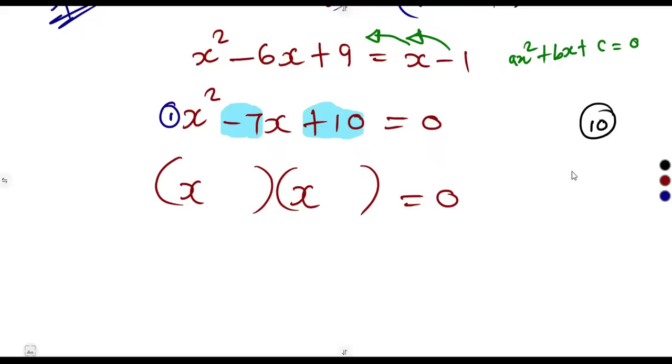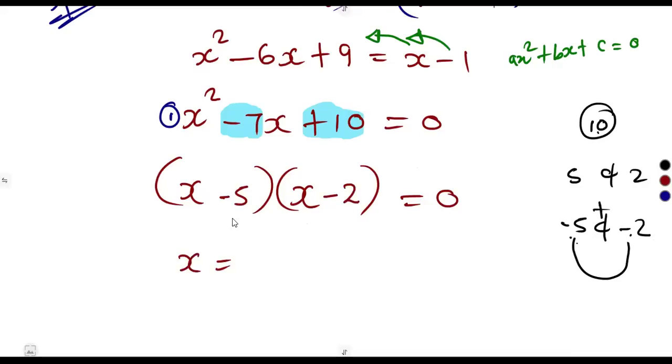So the products of 10, let's think of 5 and 2. To have a negative, it means we must have -5 and -2. -5 times -2, that's a positive 10. If we add these two, -5 plus -2, that's -7. So these are the numbers that we need, guys: the -5 and the -2. So x is what? The -5 to the other side will be a positive. Or our x is equal to the -2 to the other side, which will be a +2. Just like that.